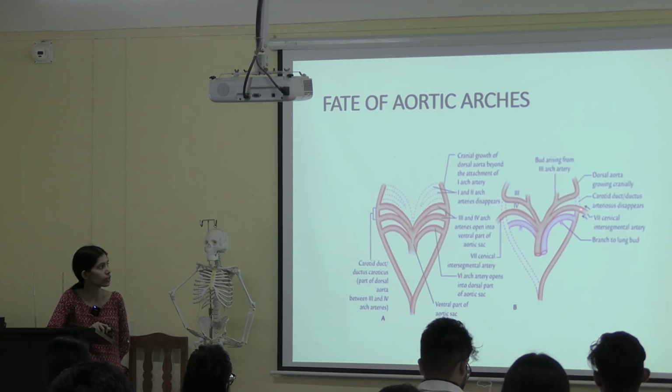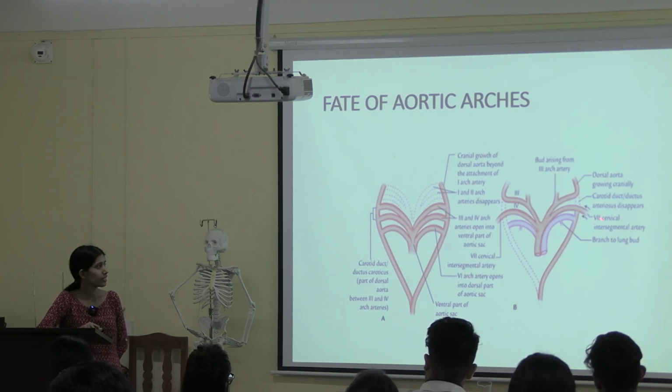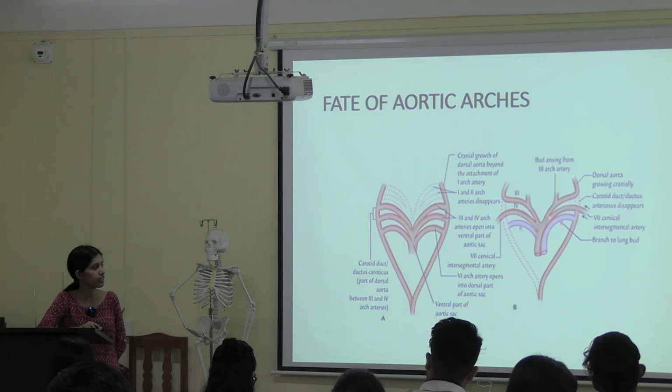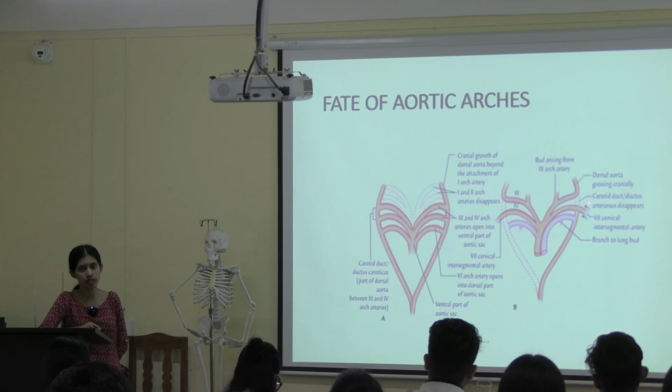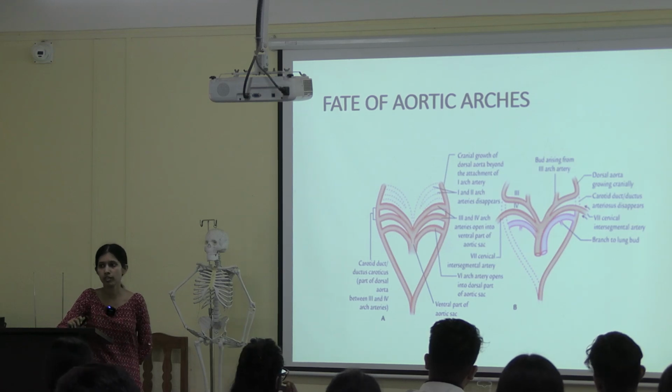Then the 4th aortic arch gets combined with the left horn of this part you are seeing here, this is your aortic sac. This is the right horn, this is the left horn. So, now your 4th aortic arch combines with your left horn and aortic sac to form the arch of aorta. This whole structure you are seeing here is the arch of aorta. Is it clear for everyone?